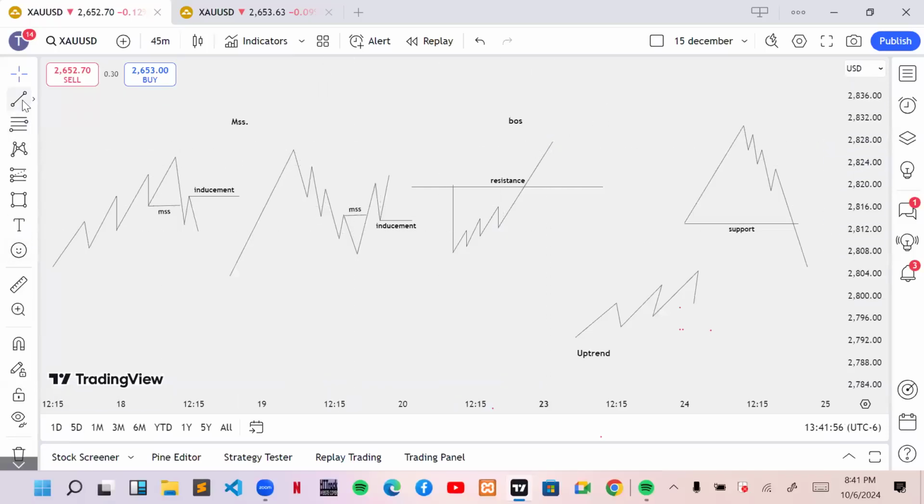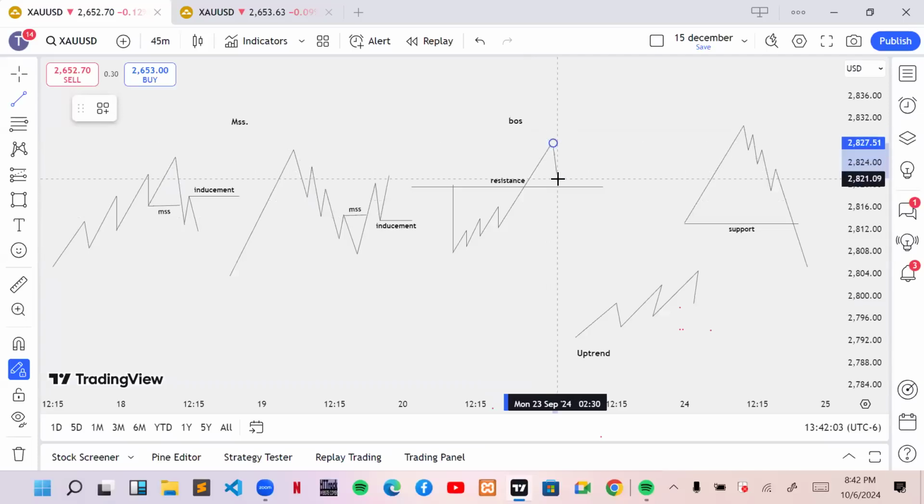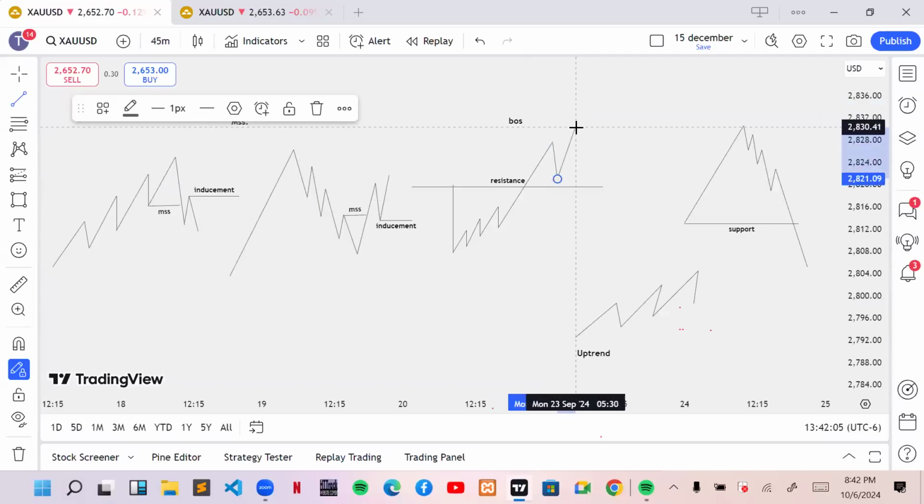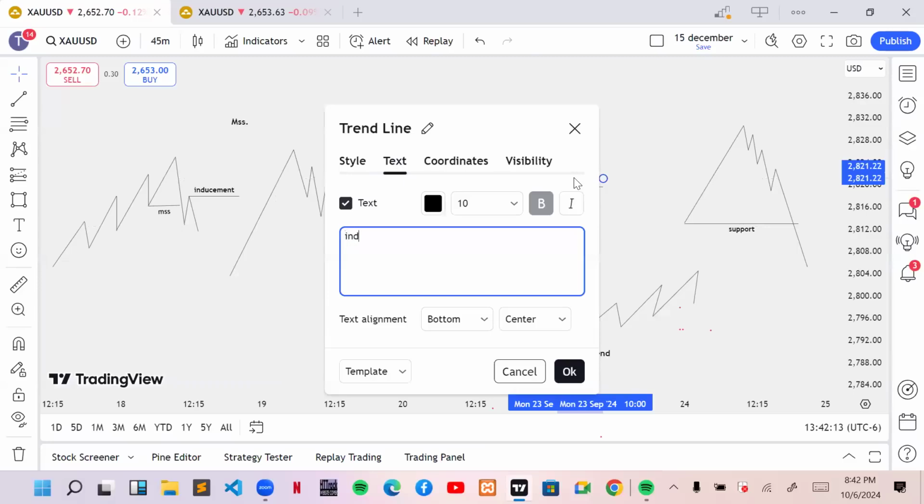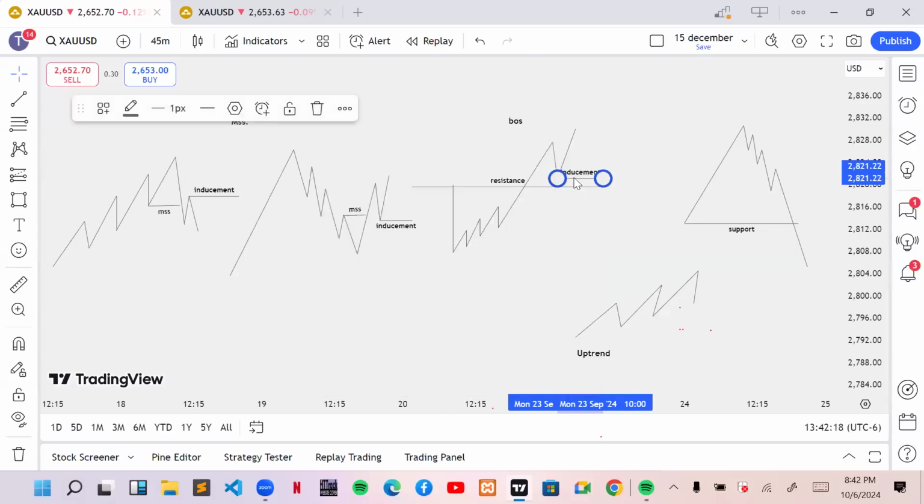If there was a structure shift in the market, for example, this was a break of structure, after that the market will make a pullback. After making the pullback, it will now push up again in that direction. That pullback it makes is your inducement. So inducement. This is your inducement here.